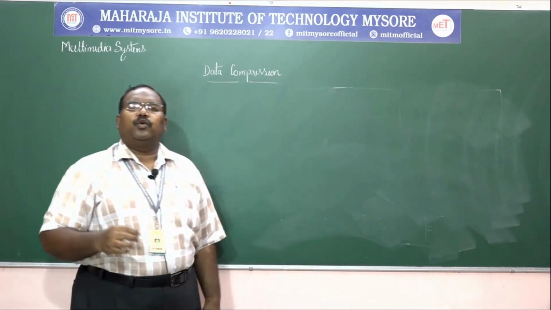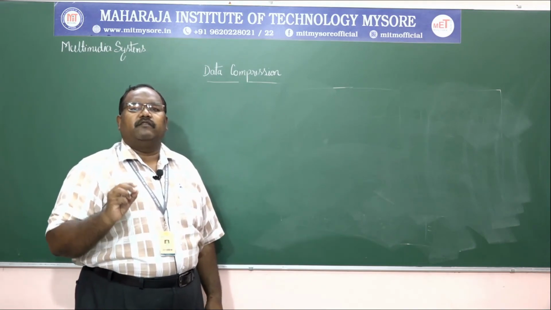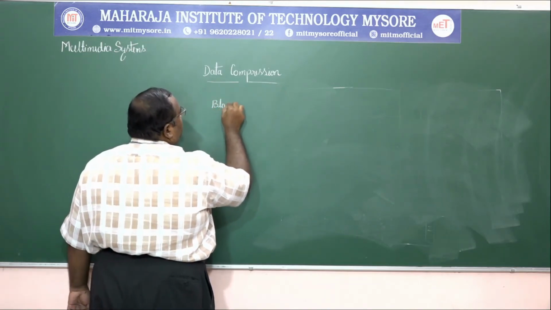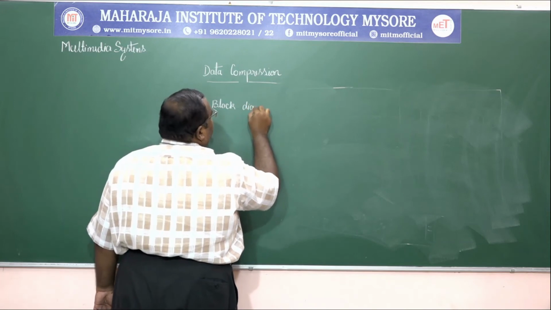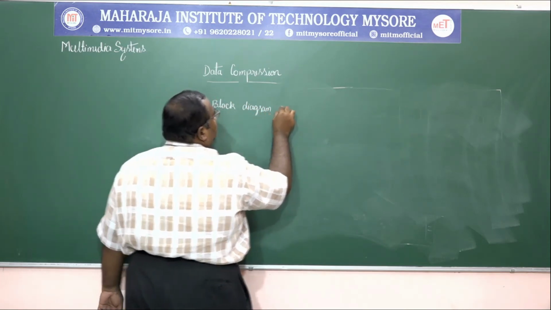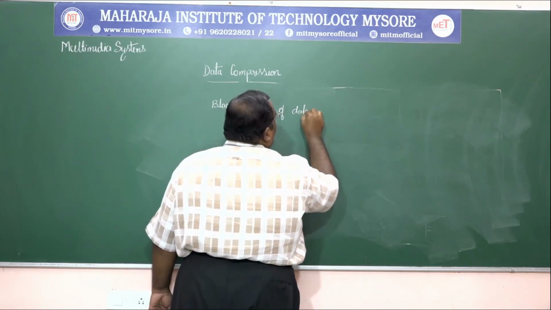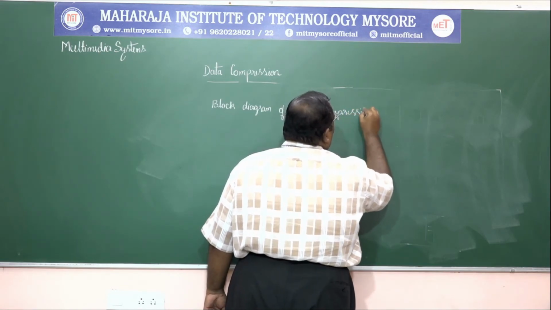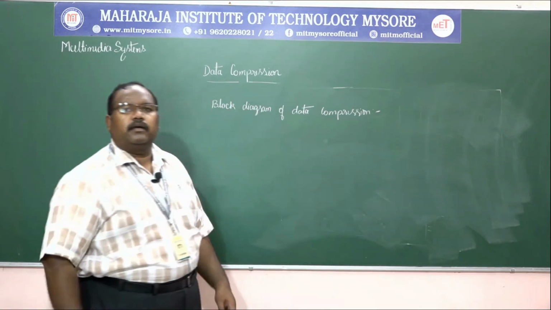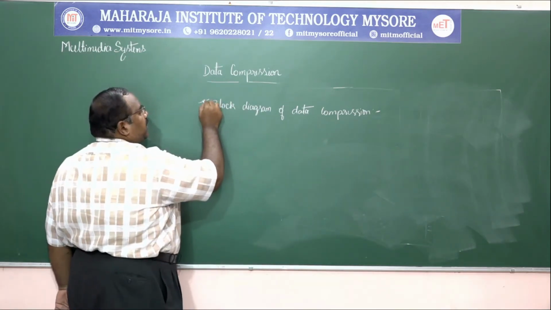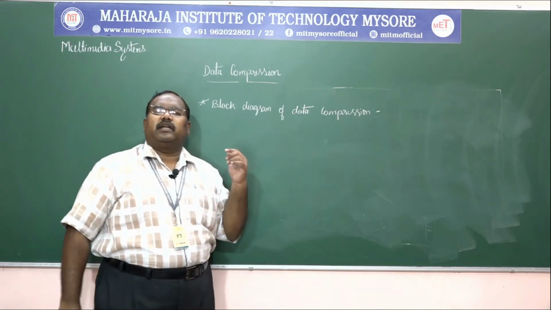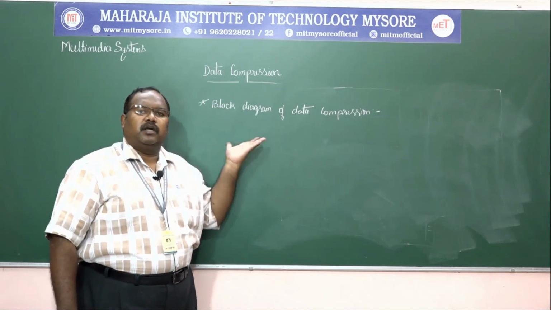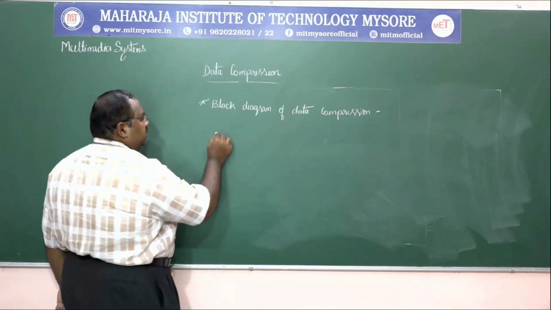Next we will look into one more beautiful concept with a diagram, which is called the block diagram of data compression. In many question papers, it is asked, what do you mean by data compression? Explain the concept of data compression with the help of a neat diagram. In that case, you are supposed to explain the concept along with this diagram. Now look at this.